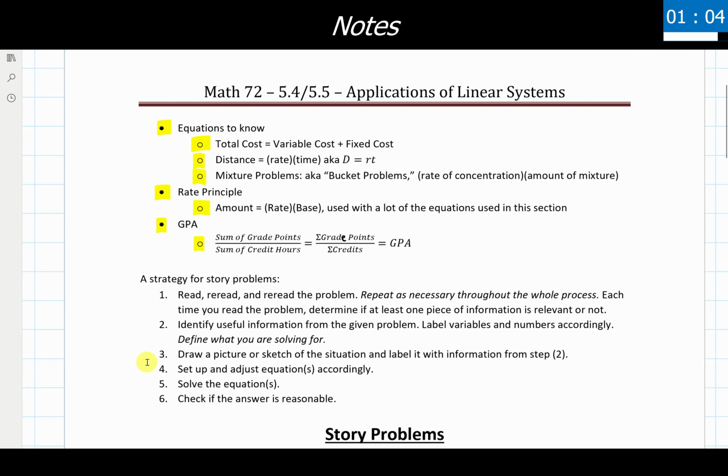And then create and adjust some equations as necessary. Bring in an equation, modify it a little bit, adjust it a little bit more, adjust it a little bit more, and then hey, we finally got the equation or equations that we need, and then we can finally solve that thing.